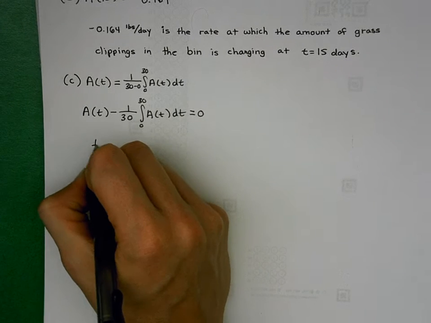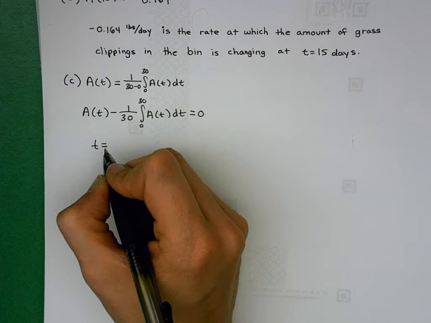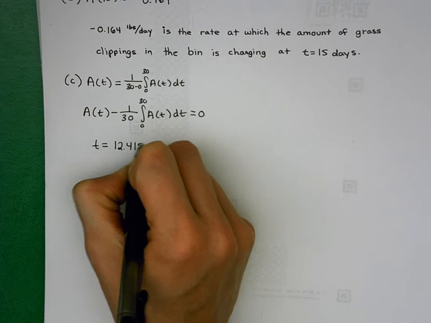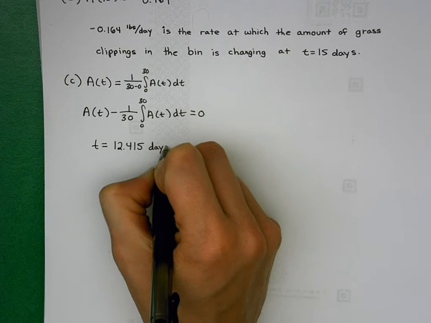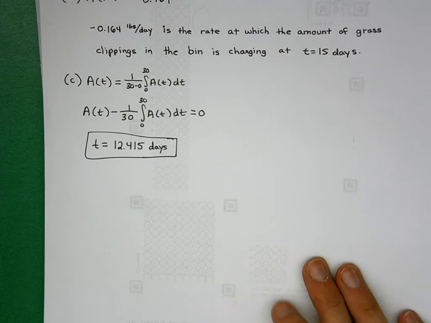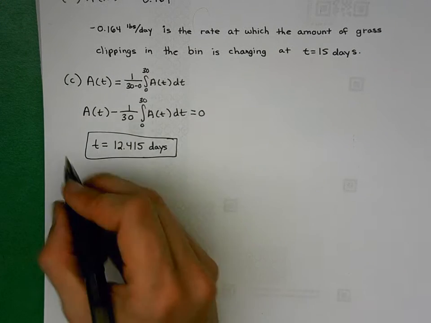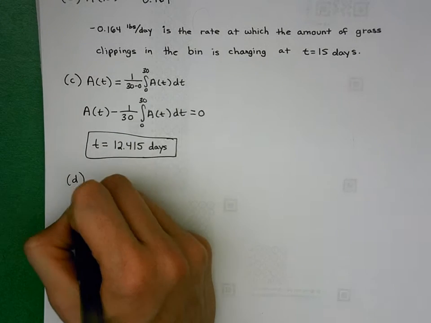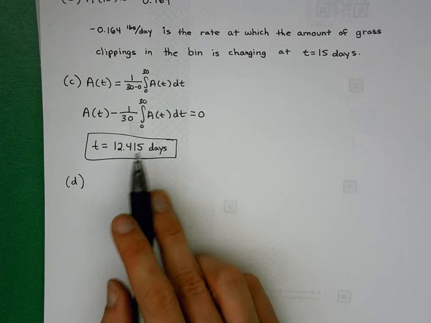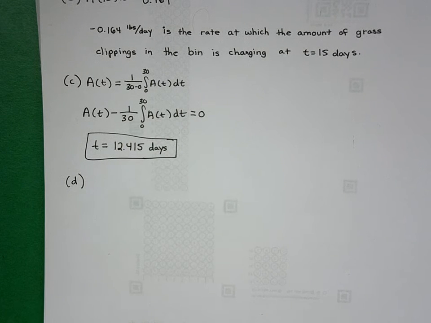t. And so we have t equals, and then you're going to get 12.415. And I believe, if I remember correctly, I think I rounded this one as well. So 12.414 would be the truncated version.